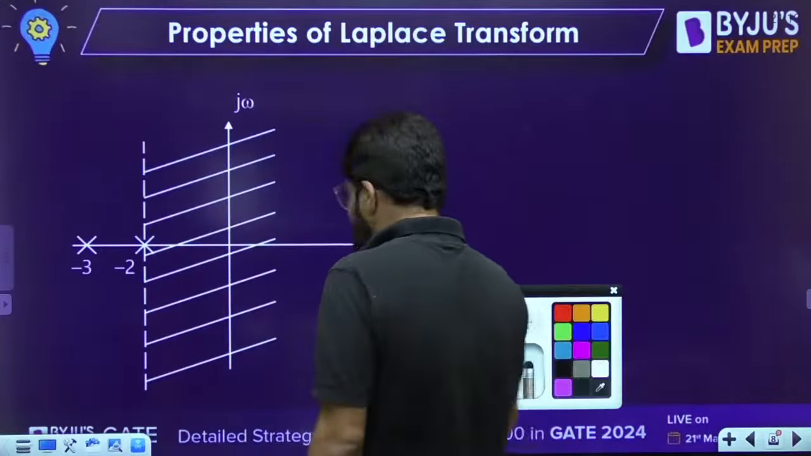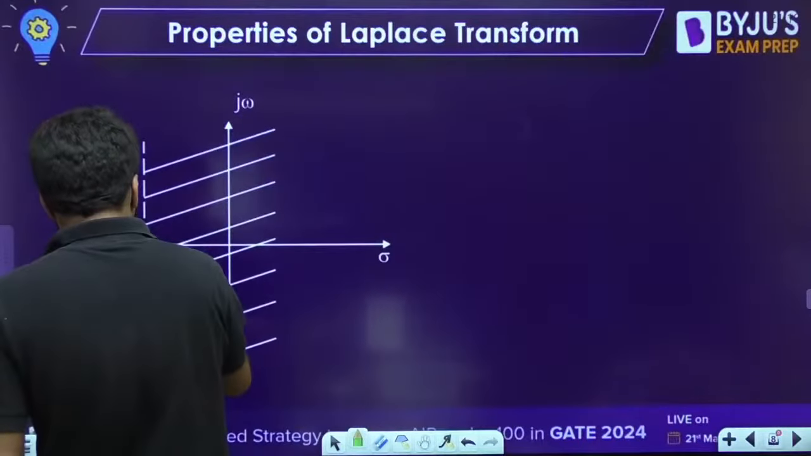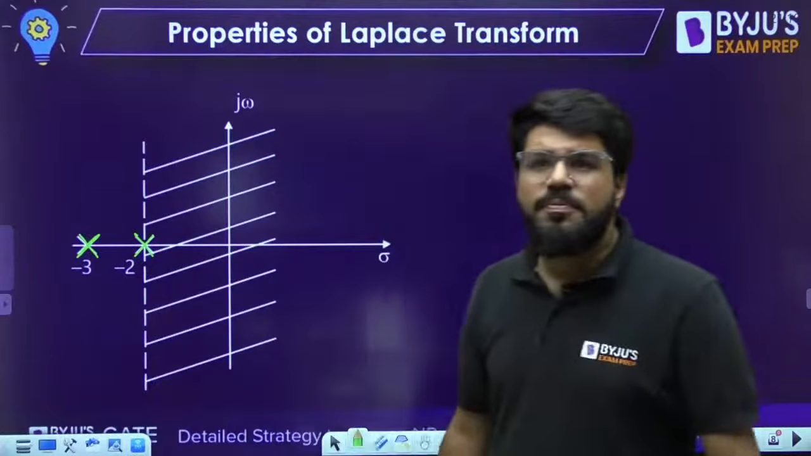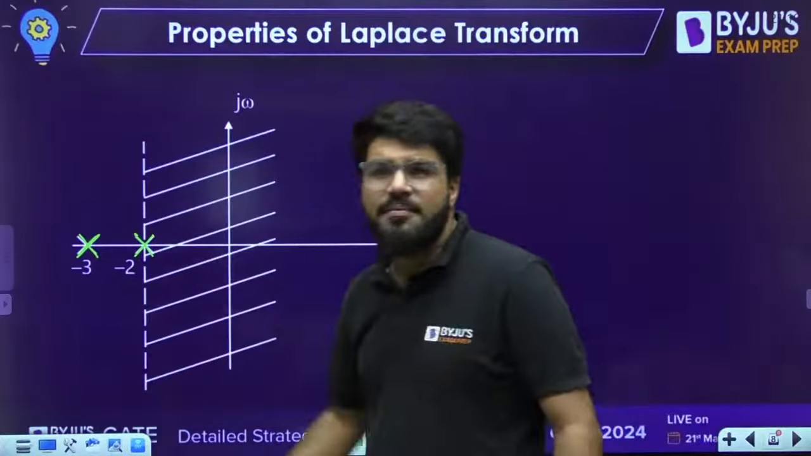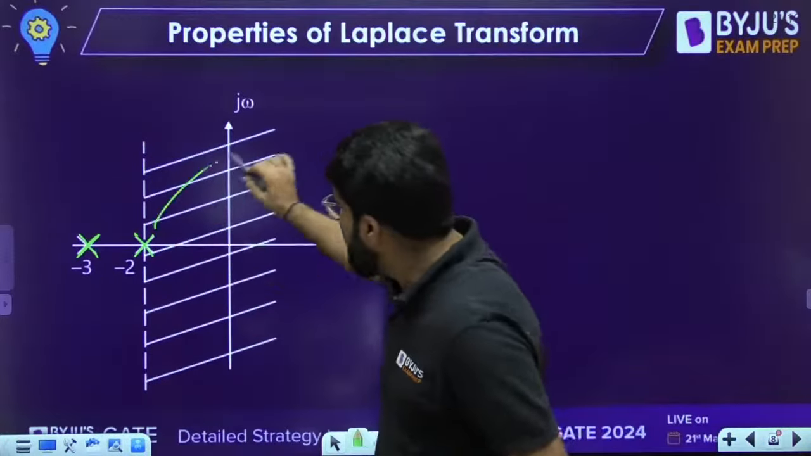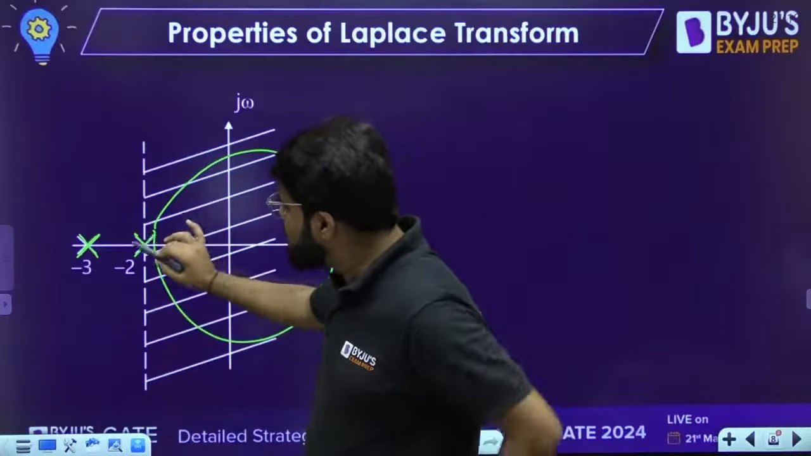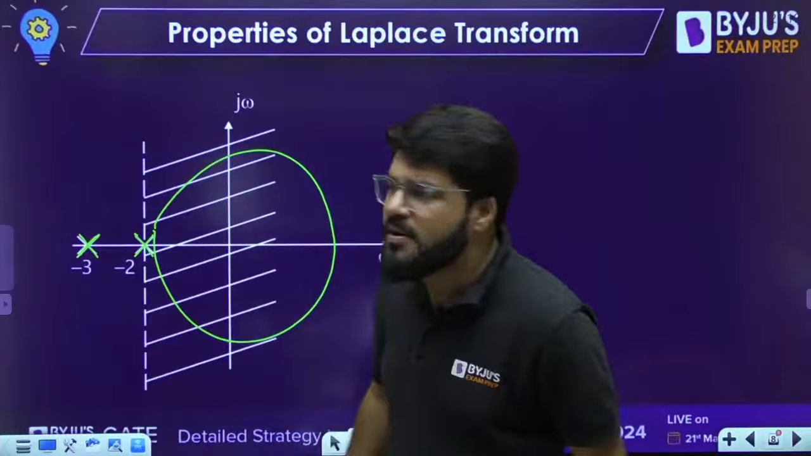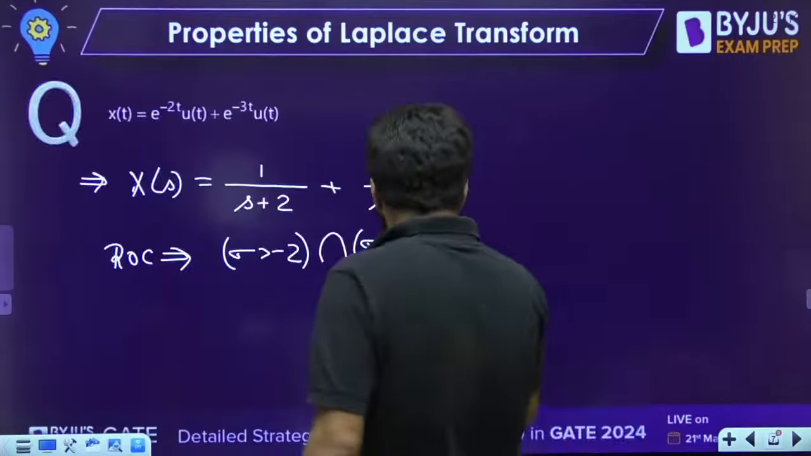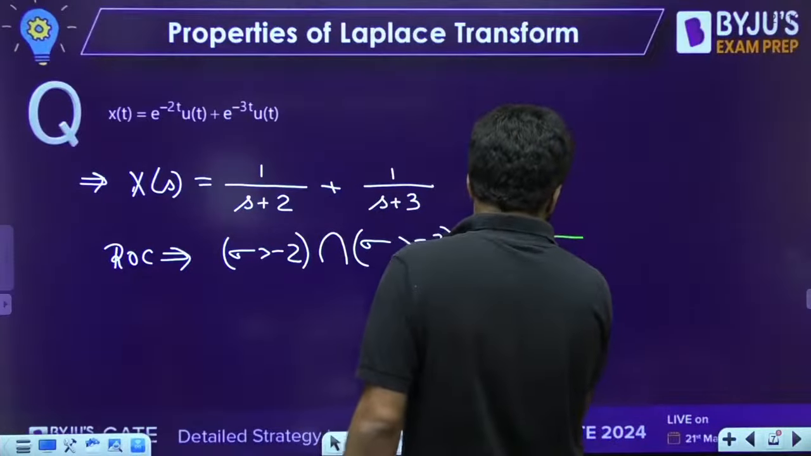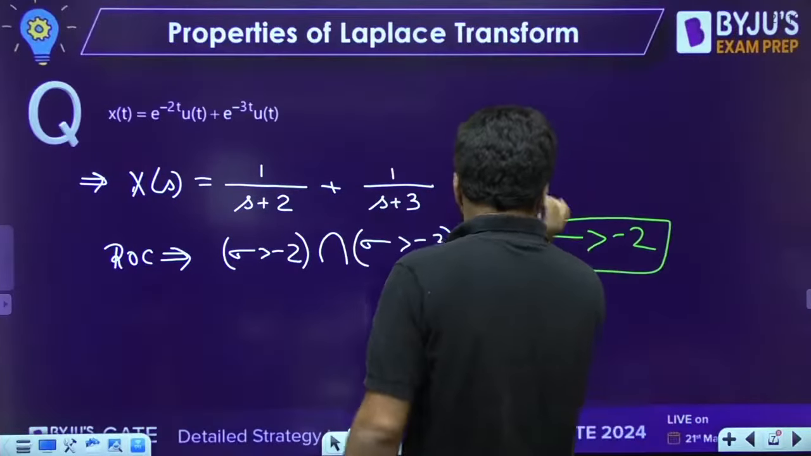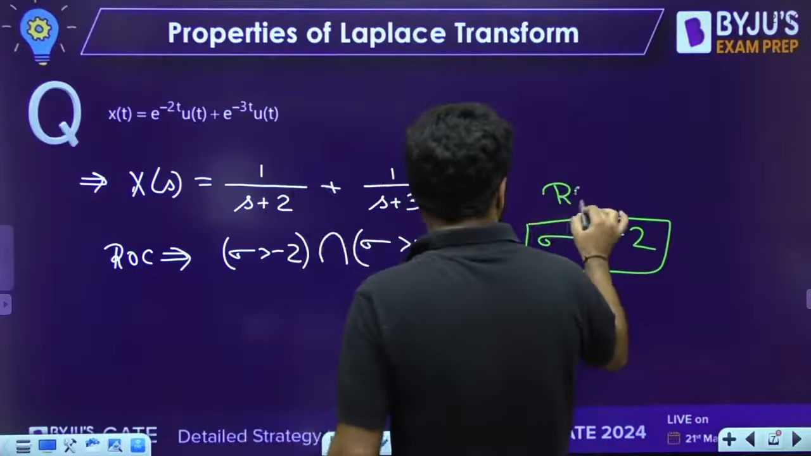Let me highlight the poles a little bit more clearly. These are the two poles, -2 and -3. Sigma should be greater than -2 as well as greater than -3. So of course it has to be greater than -2, because if it is greater than -2, automatically it is greater than -3 as well. It has to be greater than the greatest number. So the combined ROC is sigma greater than the larger number, and the larger of these two is -2. Sigma greater than -2 is the final ROC.